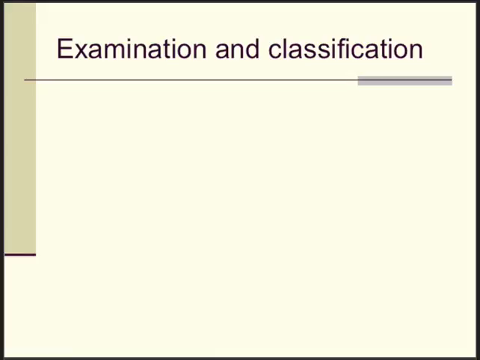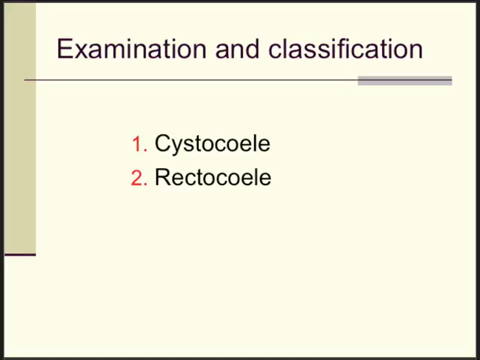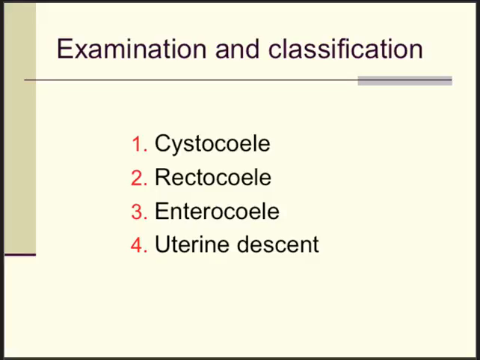Okay, let's move on to examination and classification. There are four possible parts of the pelvic organs which can be prolapsed. Firstly, the cystocoele. Secondly, a rectocoele. Thirdly, an enterocoele. And last but not least, a uterine descent, or a combination of one of the first four.